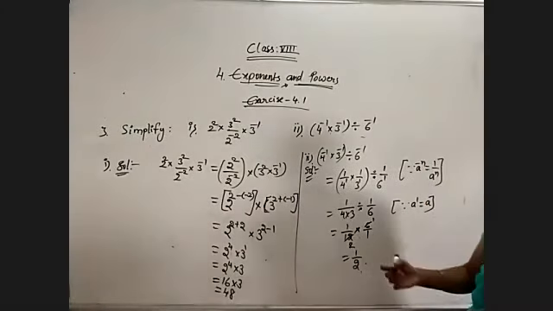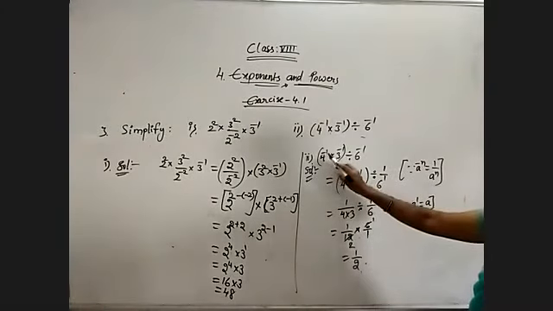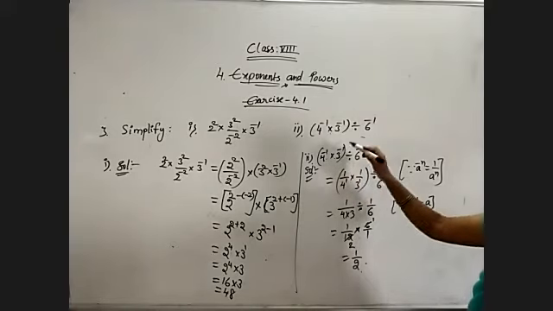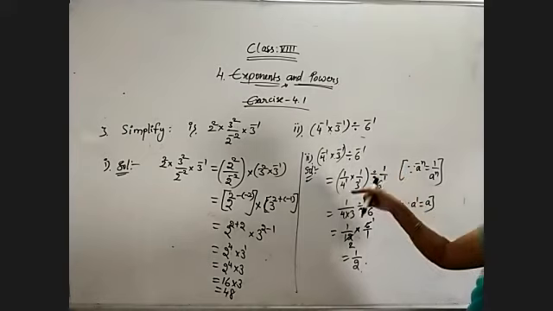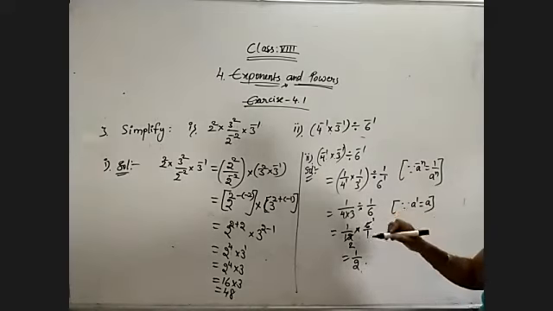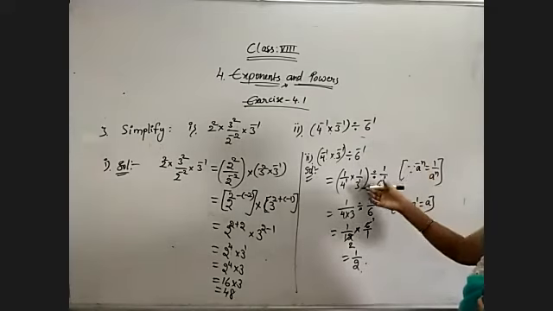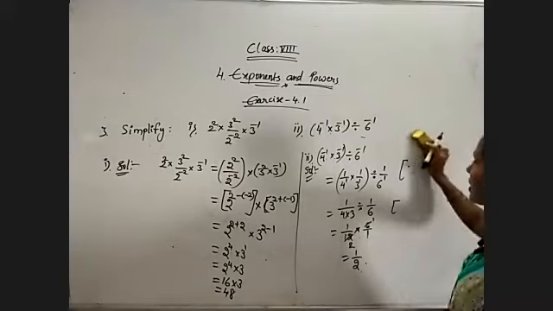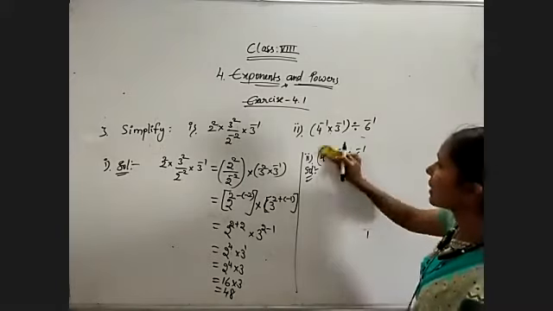That's all. Otherwise you can do it in another method also. a power m into b power m is ab whole power m, that is 4 into 3 whole power minus 1, which is 1 by 12, and this will be divided by 6 power minus 1, which is 1 by 6, and into 6 will come. In another method also we can simplify this question. Observe this, once again I will explain with the other method.